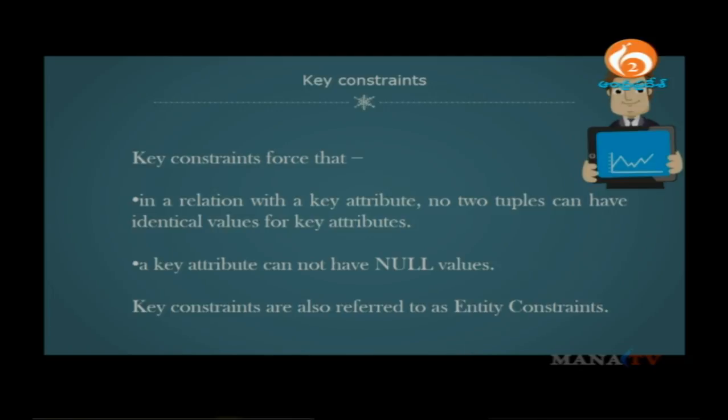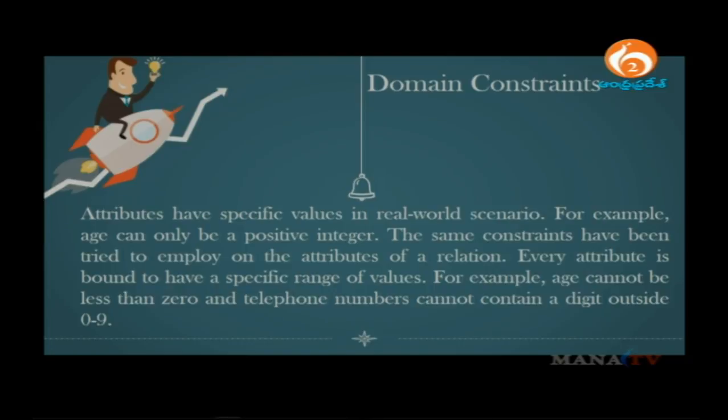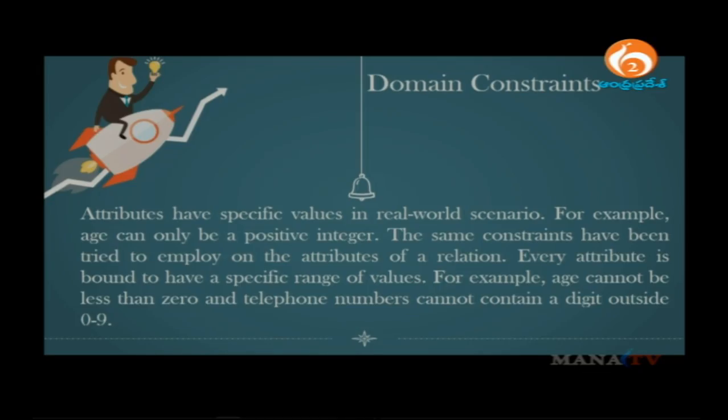Alright. Now, the second one is the domain constraint, a very important constraint. What does domain constraint mean? Attributes have specific values in real-world scenarios. For example, age can always be a positive number. The same constraints are employed on the attributes of a relation, and every attribute is bound to have a specific range of values. For example, age cannot be less than 0, and telephone numbers cannot contain a digit outside 0 to 9. It is a very important thing.